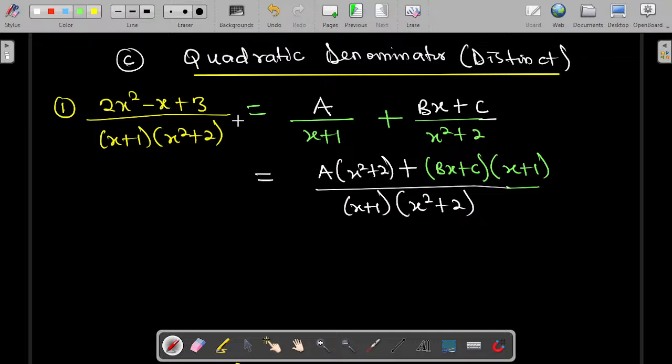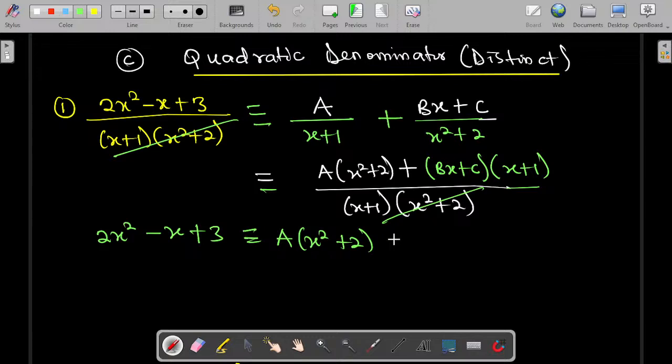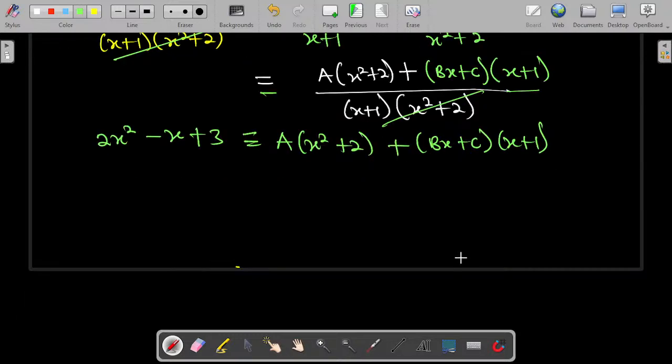So you cancel out equal denominators, just as we did under linear. And then you will now bring down the numerators. So you have 2x minus x plus 3 will be equivalent. You know I've been using equal to. This thing is supposed to be equivalence. Okay, so it will be equivalent to a into x squared plus 2, then plus bx plus c into x plus 1.